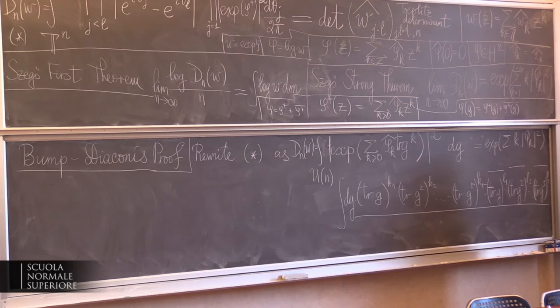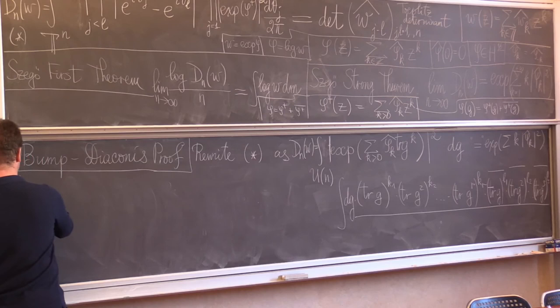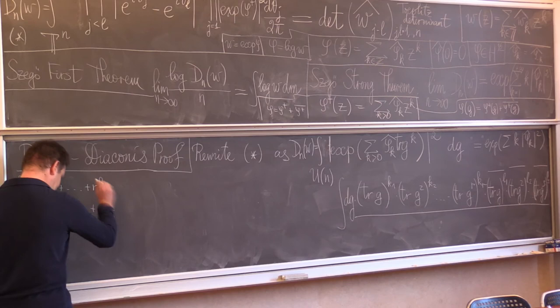Okay, so let's make the first observation, which is very simple. G can be multiplied by a number of absolute value 1. This integral is invariant. The Haar measure dg is invariant under multiplication. So this integral can possibly be non-zero only if k1 plus 2k2 plus ... plus r kr is equal to l1 plus 2l2 plus ... plus s ls, and this quantity we will now denote by l.